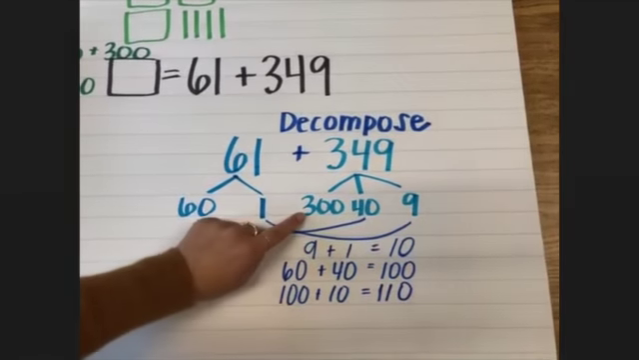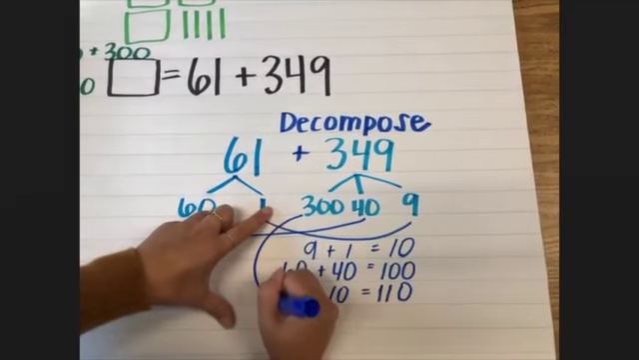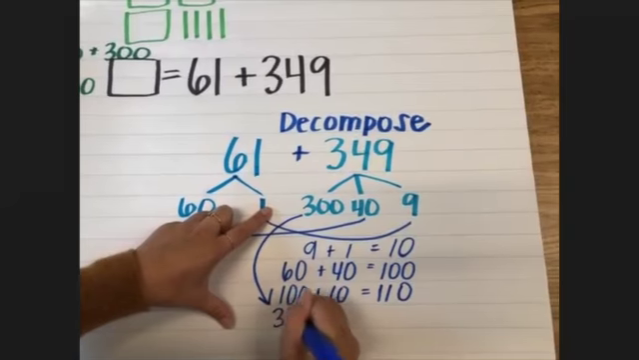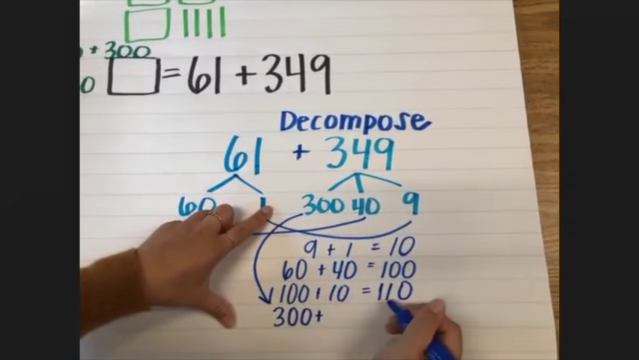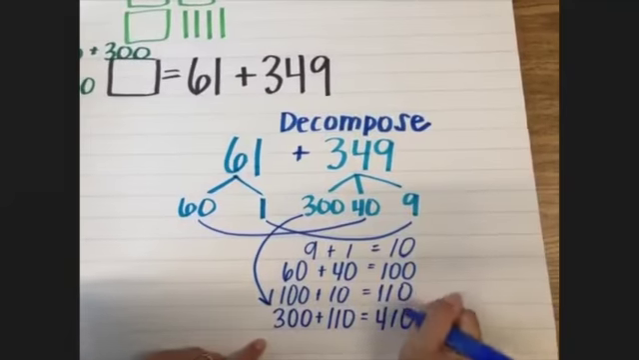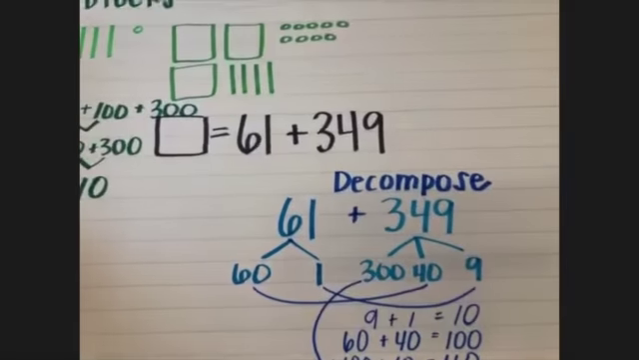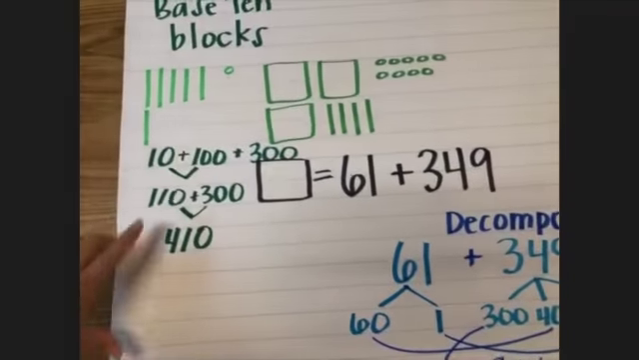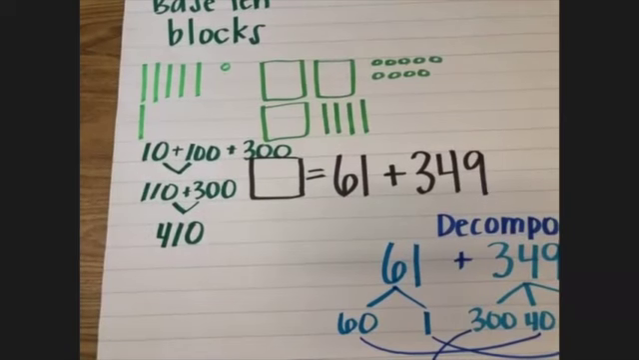Now all I have left is my 300, so I'm going to bring my 300 down, and I'm going to say 300 plus 110 equals 410. And if you look at that, we got the same answer as our base 10. So that's just starting us off with 2 ways to solve addition using our strategies.